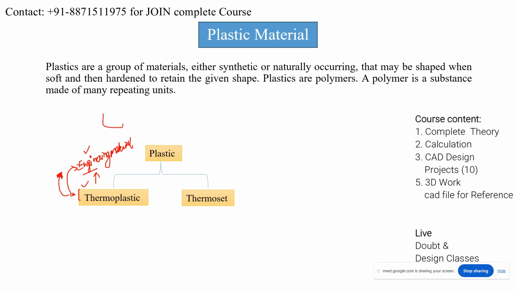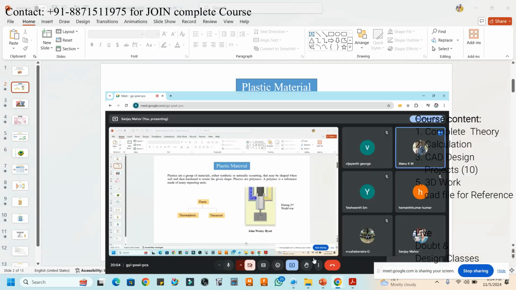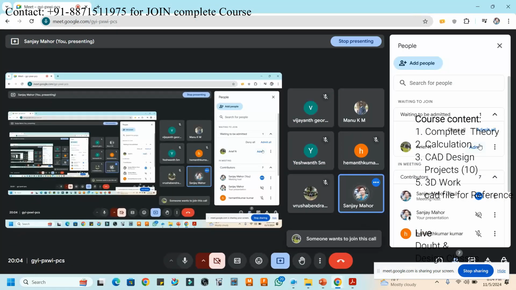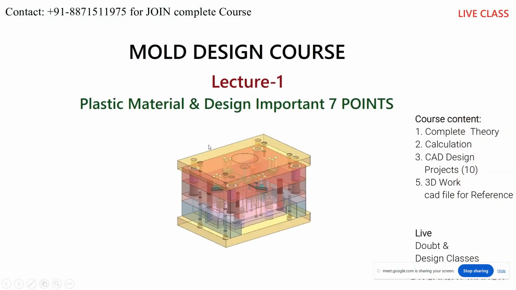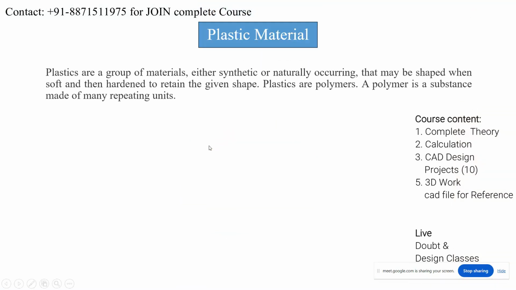For example, somewhere a sheet metal component is used, but that sheet metal component will be replaced by the thermoplastic material in a few times. Understood? Okay, one minute. All 6 members are here, right?